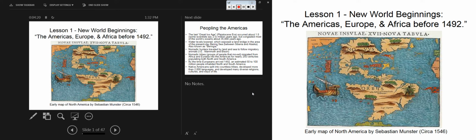Why might Germany be on the cutting edge of cartography? We know that they're not a big exploring nation. What do we know about German printing? Yeah, Gutenberg, right? So the Germans get out on the forefront with cartography.